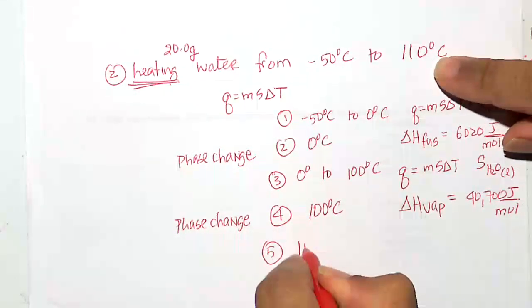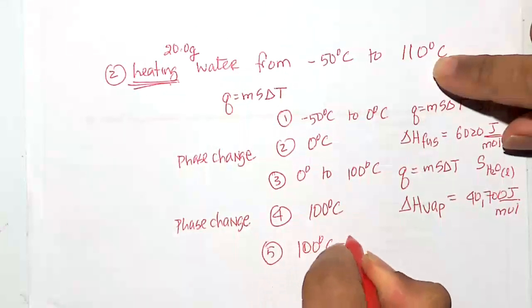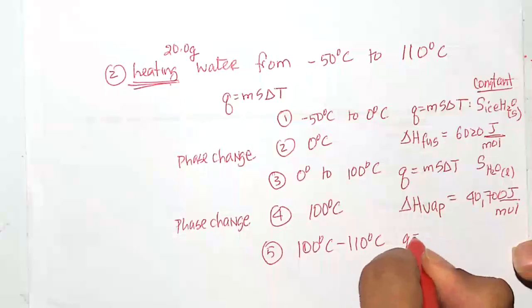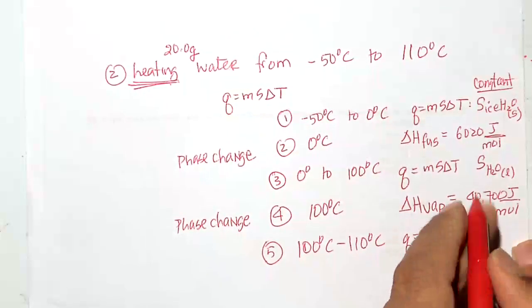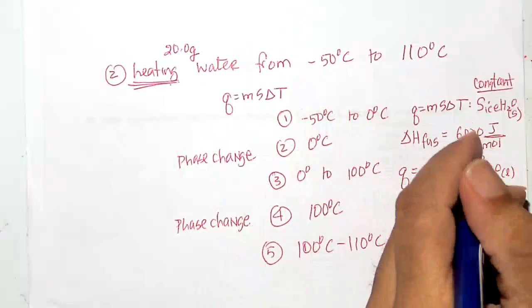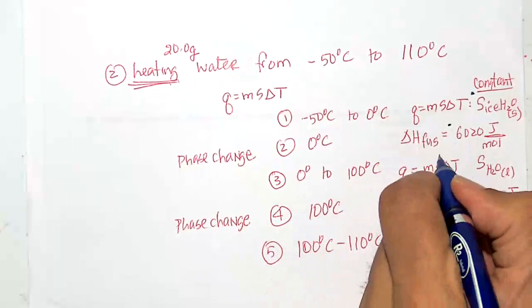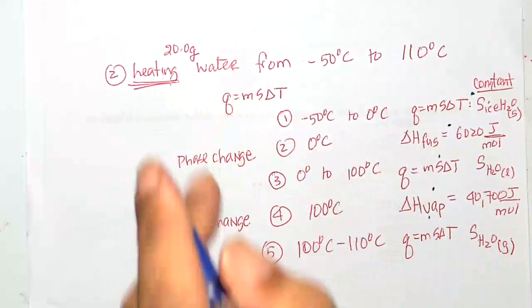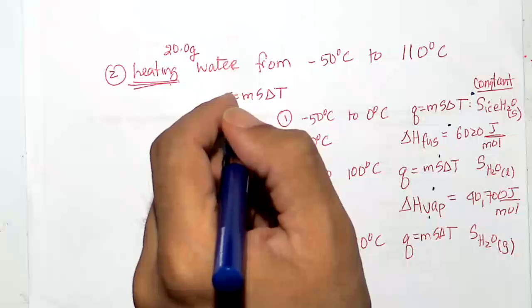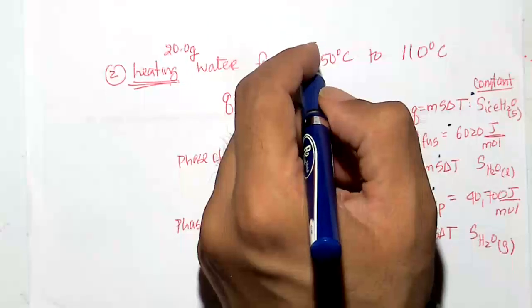And then finally, we go from 100 to our final destination temperature. In this problem, it will be 110 degrees. So here you will use Q equals ms delta T, and then you're going to use the specific heat of water as a gas or steam. Yeah, gas. Okay, I'll give you those constants. So this is how you go about doing this. You're going to add Q1, phase change Q2, Q3, Q4, Q5. Okay, add them up together, and you'll get how much heat is required to go from minus 50 to 110.